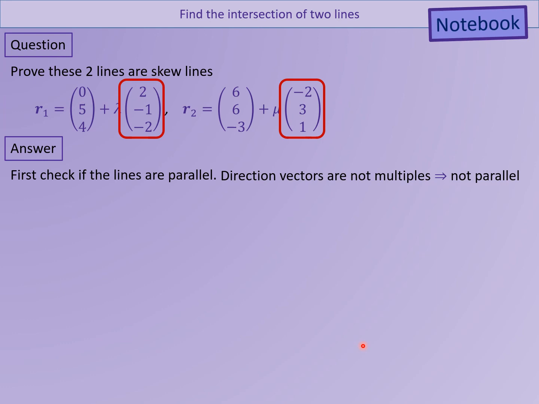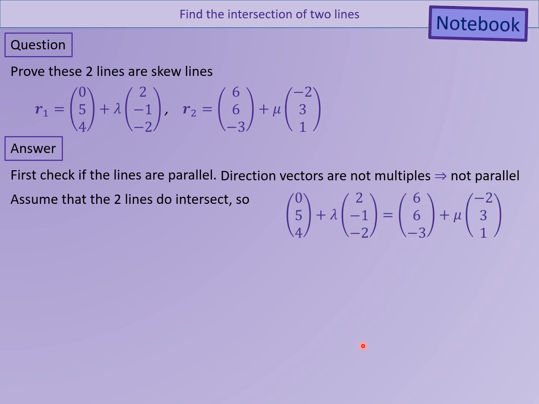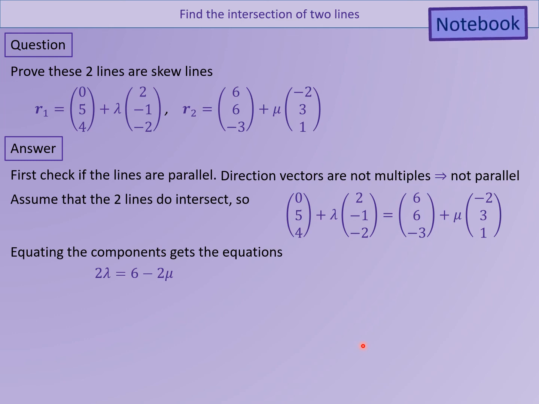We next need to show that the lines don't intersect. We do this by initially assuming that they do intersect and hopefully arriving at a contradiction. So we're going to put the two lines equal to each other. We're going to take the three components and write an equation for each one. So the first component becomes 2 lambda equals 6 minus 2 mu. The second becomes 5 minus lambda equals 6 plus 3 mu. And the last becomes 4 minus 2 lambda equals minus 3 plus mu.